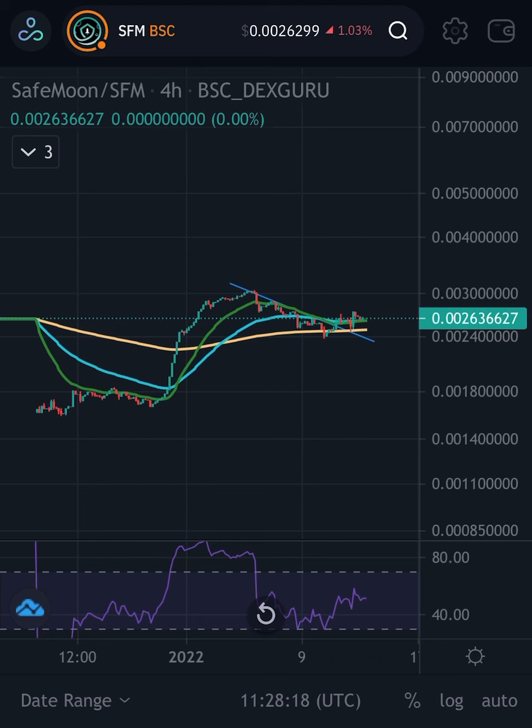Today we're looking at Safemoon, covering what has been happening since it moved to a new contract from an old contract. That's from V1 to V2. So what you're looking at is Safemoon on the V2 chart.